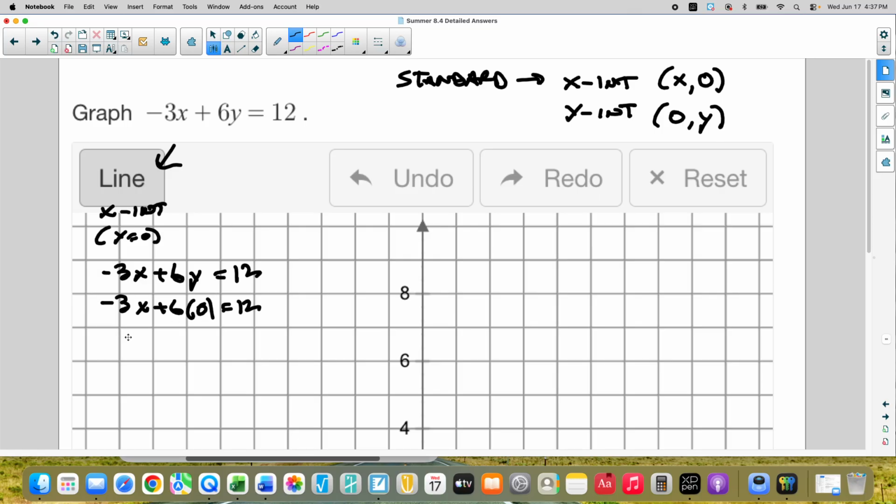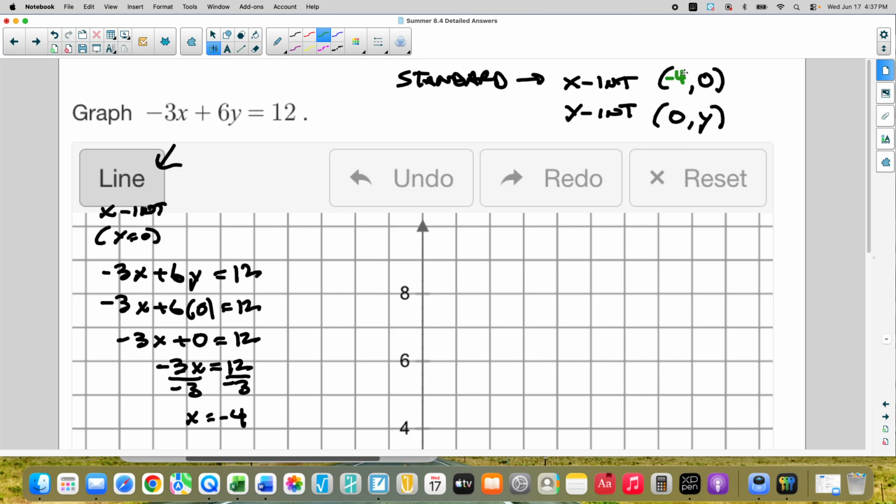6 times 0 is 0. And then -3x plus 0 is -3x. And we solve for x. Divide by -3, x equals -4. So my x-intercept, when y equals 0, x is going to equal -4. So I will replace this x with a -4.